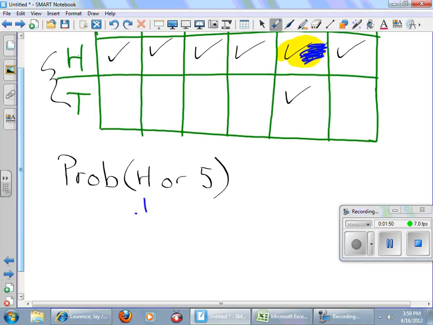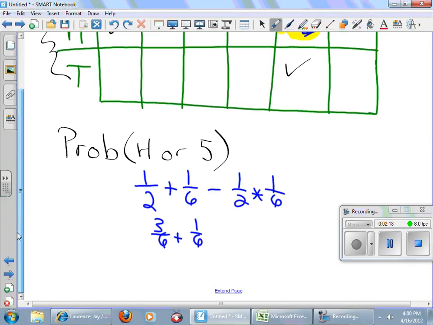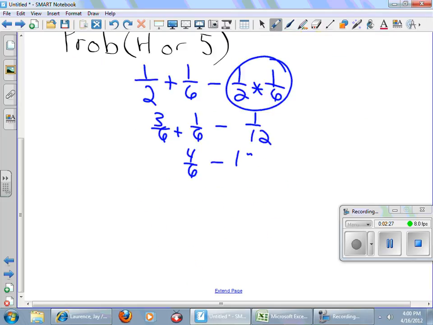When I go to actually do this problem, I'm going to figure out the probability of a head, which on a coin would be 1 out of 2, or means add. So I am going to add the probability of getting a 5 on a 6-sided die, 1 out of 6, but then I have to subtract off 1/2 times 1/6, because that gets rid of the overlap, the 2 check marks. I only want 1 check mark in each box. All right, now if I turn 1/2 into 3/6 and 1/6, and then this over here becomes 1/12. So right now I have 4/6 minus 1/12.